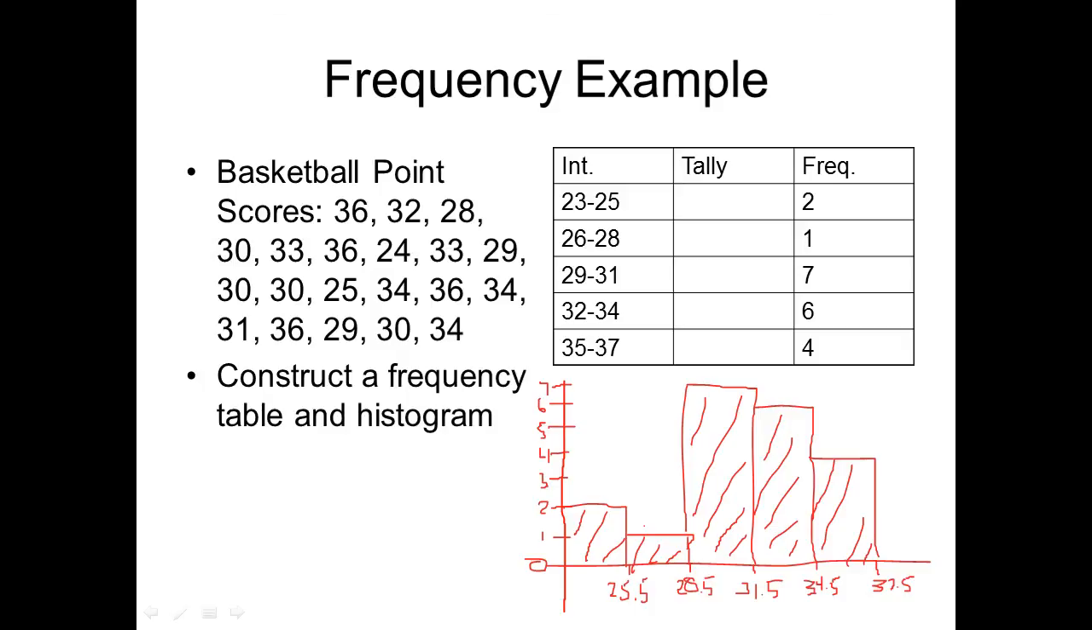The thing to keep in mind is that obviously what we want to look for here is the fact that it's not really a normal distribution because of the fact that the second class, 26 to 28, goes down from the first class, 23 to 25.